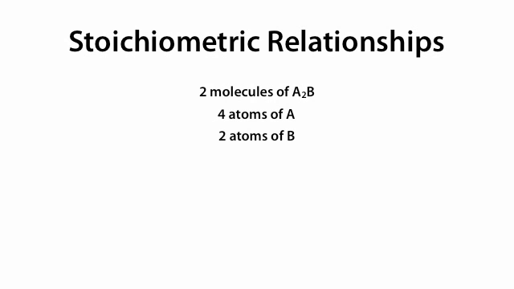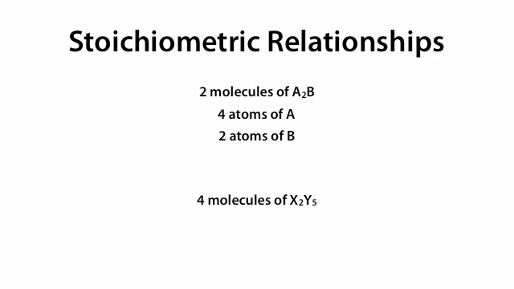Why is that? In one molecule of A2B, we had 2 atoms of A, which means in 2 molecules of A2B, we have 4 atoms of A, because we now have double the amount of molecules, which means we have double the amount of atoms of A. The same thing goes for 2 atoms of B. Why do we have 2 atoms of B now? We have 2 atoms of B because we had 1 atom of B in one molecule of A2B. Since we've now doubled the amount of A2B, we have double the amount of atoms of B. We've multiplied the amount of atoms of B by 2, because now we have 2 molecules of A2B.